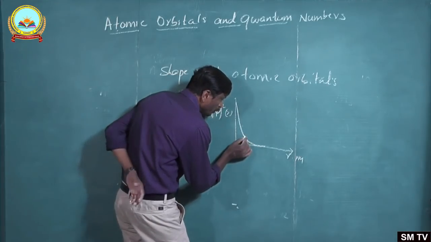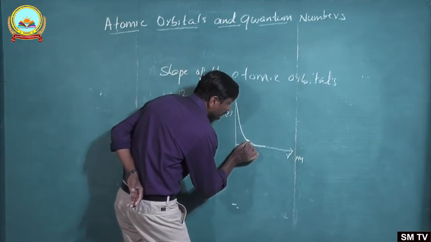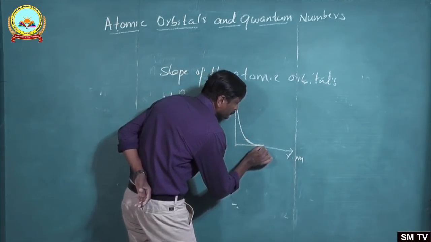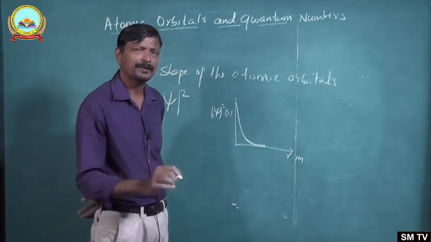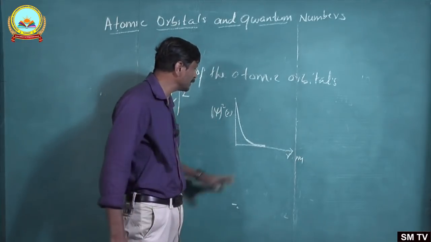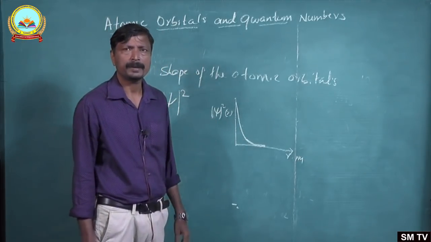If you move away, the electron density goes on decreasing. It does not reach 0. You can find some electron density. So this is the curve for the 1s orbital.